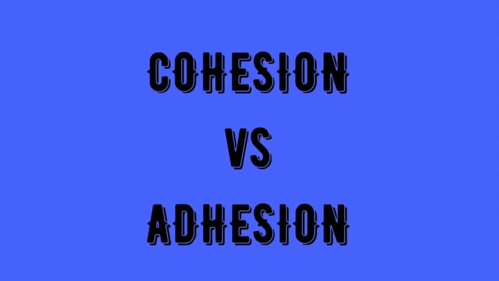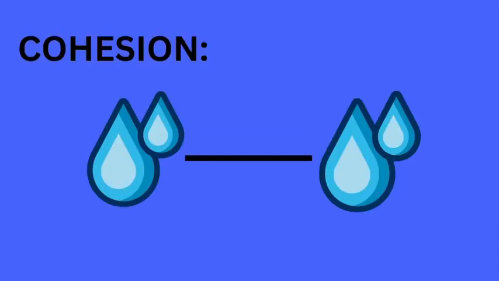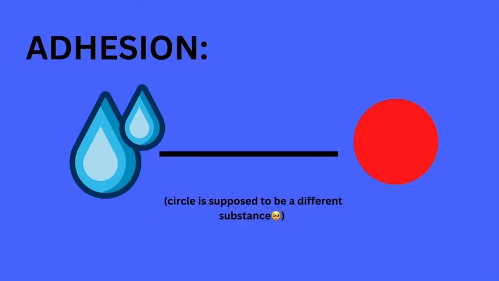First, we'll talk about cohesion and adhesion. You might be wondering, what is cohesion and adhesion? Cohesion is the molecule's ability to attract to other molecules of the same type. In this case, it means when water attracts with water. Adhesion, on the other hand, is when one molecule attracts to a different type of molecule. Because of cohesion and adhesion, we have surface tension.